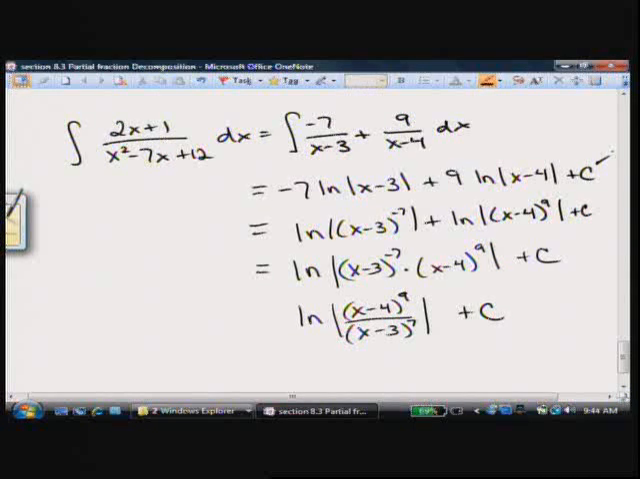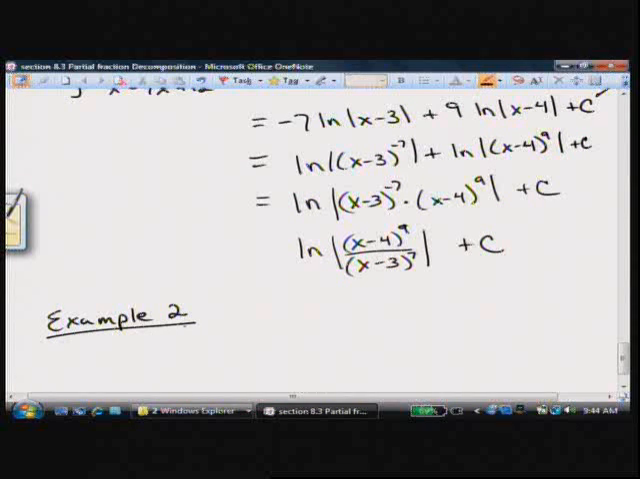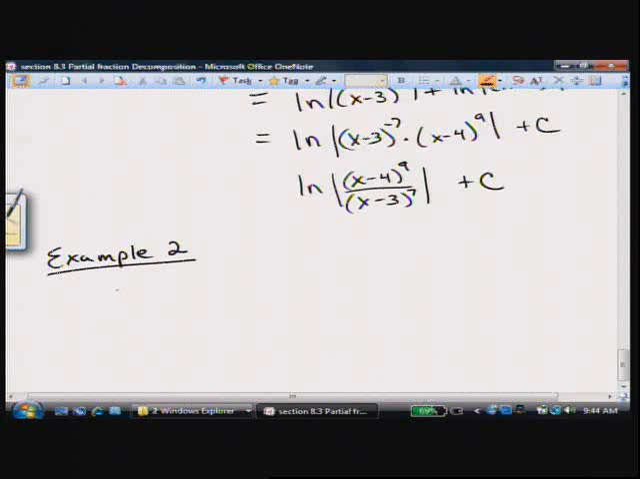Like another example. So this will be example 2. It's going to be a little trickier, because it's going to have quadratics. Maybe I won't do a too tricky one. Let me try this one. Okay, the integral of x plus 3 over 2x cubed minus 8x dx.